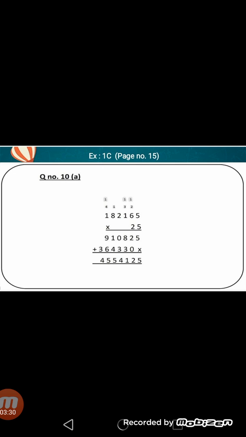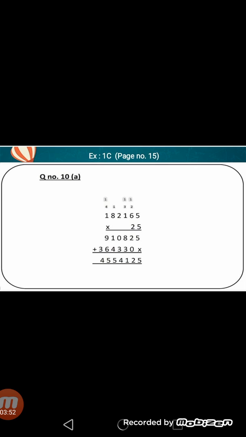2 6s are 12 plus 1, it will be 13. We will write 3 and 1 will be carry. 2 1s are 2 plus 1, we will write 3. 2 2s are 4. 2 8s are 16, we will write 6, 1 will be carry. 2 1s are 2 plus 1 will be 3.